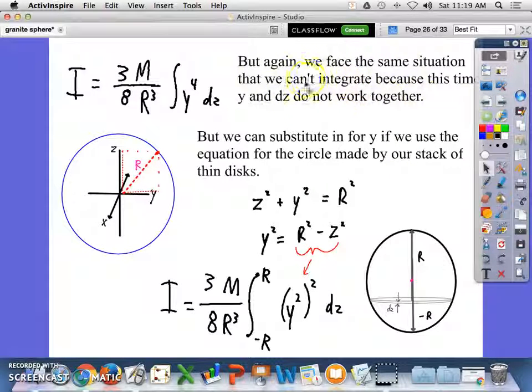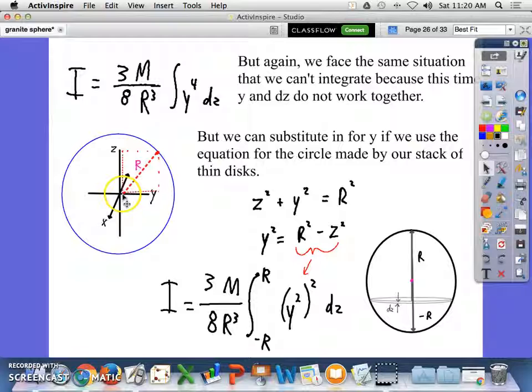Again, we face this same situation. We can't do this integration directly because this y and this dz don't work together. But we can get it. We can get a y in there. We can substitute in for y if we use the equation for the circle made by our stack of thin discs.